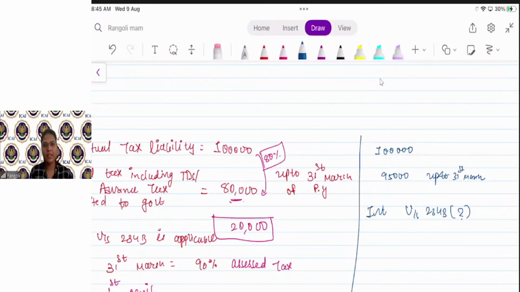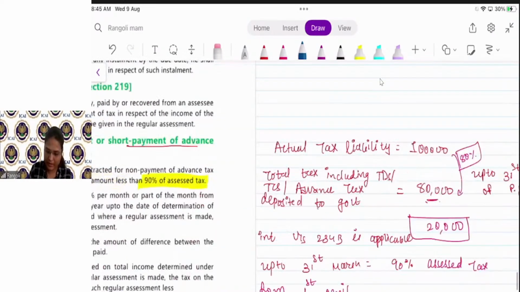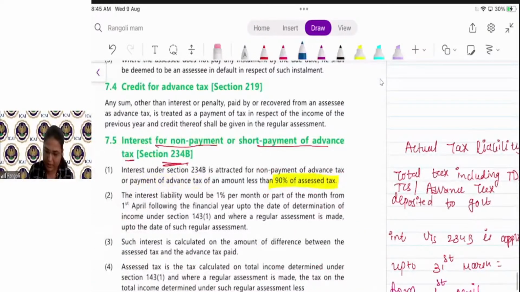Suppose instead of 80,000, if I have deposited 95,000 to the government, do I need to pay interest under section 234B? No, right? Why? Because up to 31st March, I have deposited more than 90% to the government. So here the interest is leviable if up to 31st March you have not deposited 90% of your assessed tax to the government.